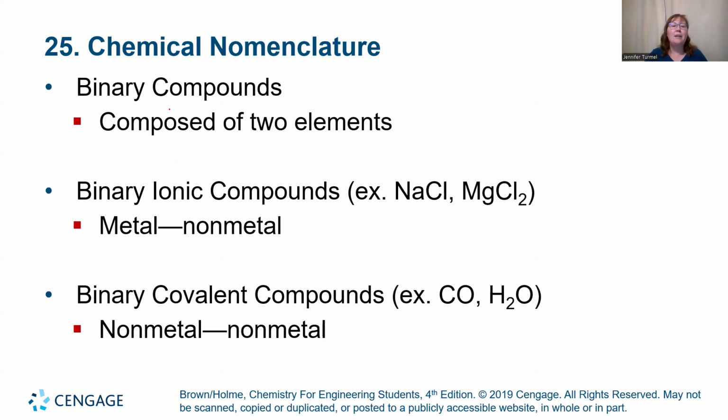Okay, so binary compounds are composed of two elements. You can have binary ionic compounds like sodium chloride or magnesium chloride, and these are always metals to nonmetals. And you can have binary covalent compounds, and these are going to be a nonmetal with a nonmetal. And ionic compounds and covalent compounds are named differently. So the first thing that you need to do is look for a metal.